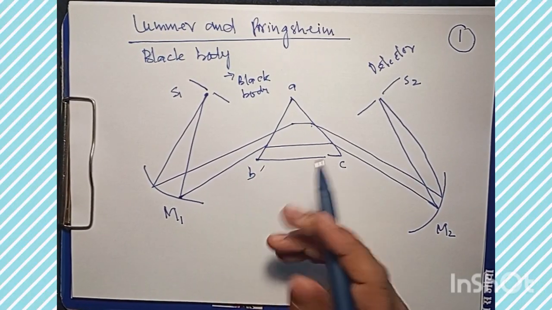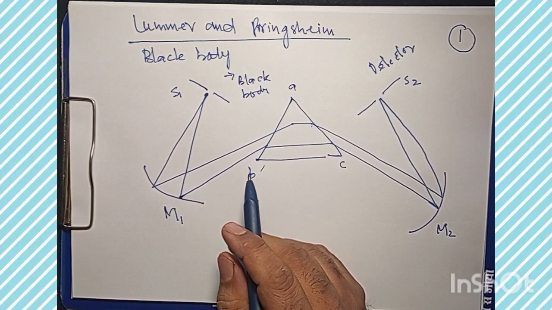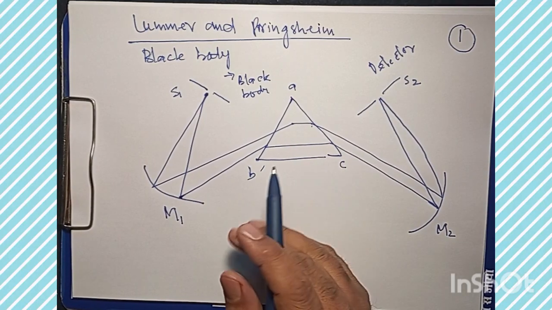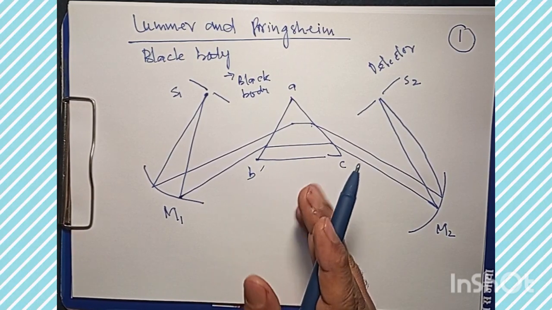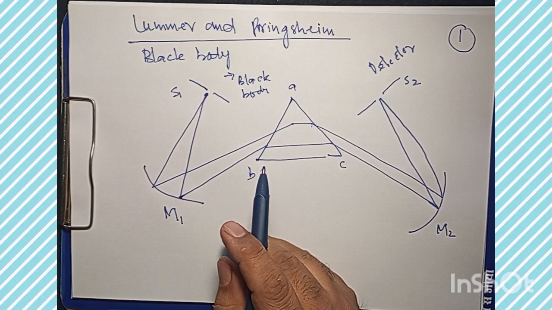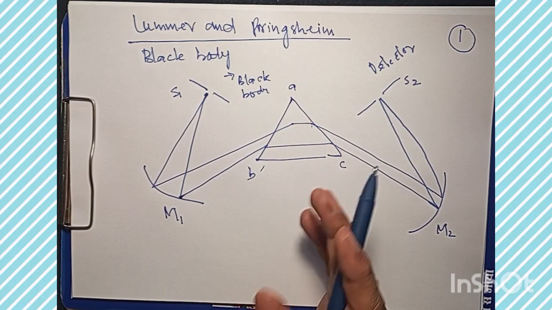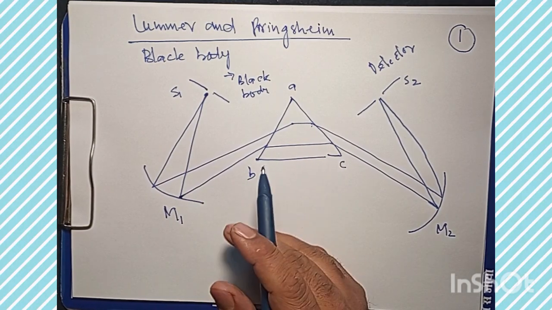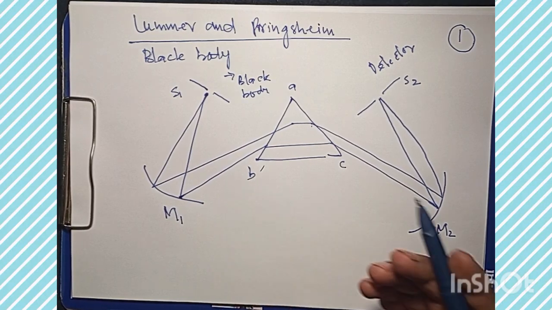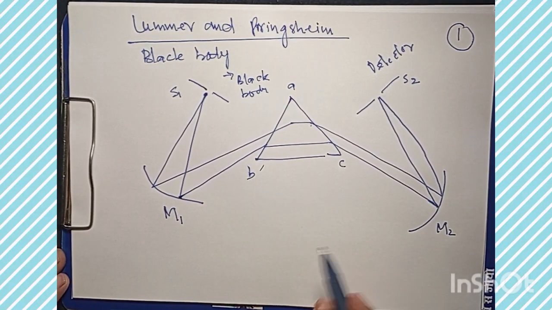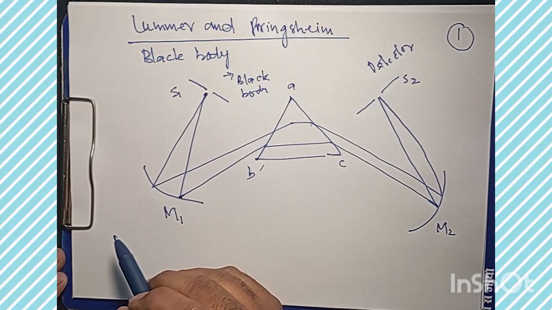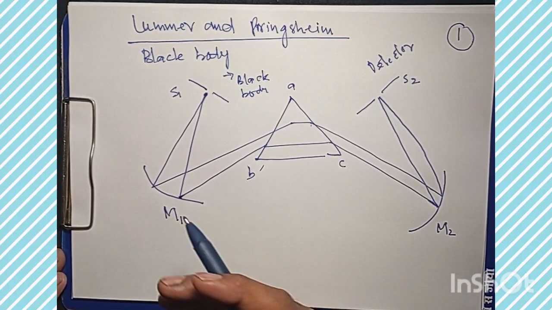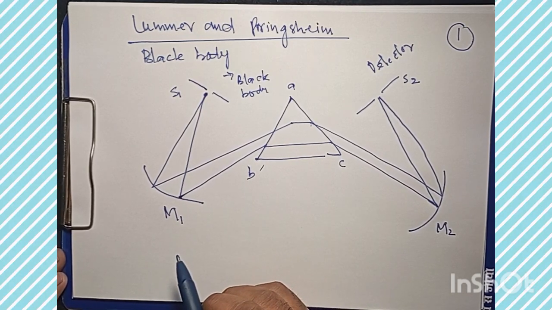Now, what's a black body? How do we understand a black body? A black body is a body that can absorb all wavelengths, or all the frequencies that are falling on it. And when this black body is heated, it can emit all wavelengths, all frequencies. So this is what a black body is, and we cannot have an ideal black body.